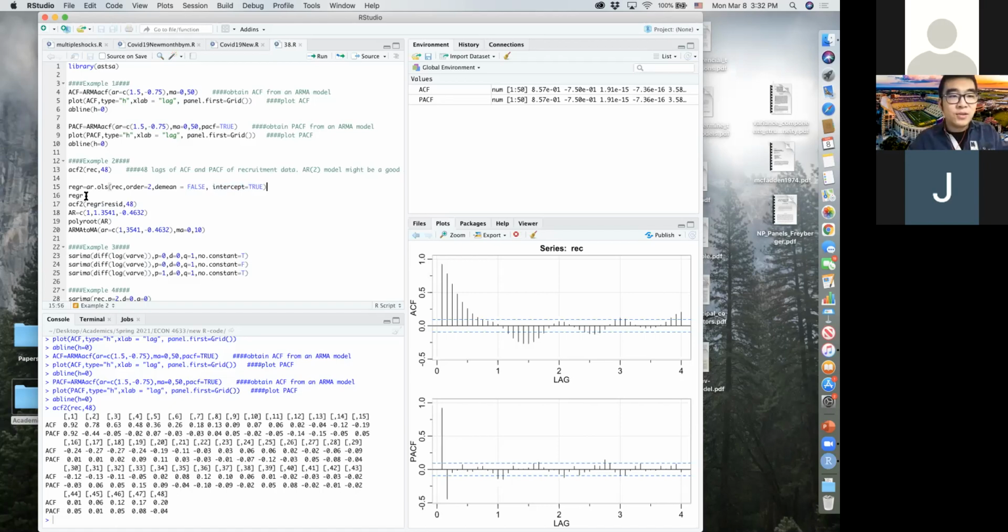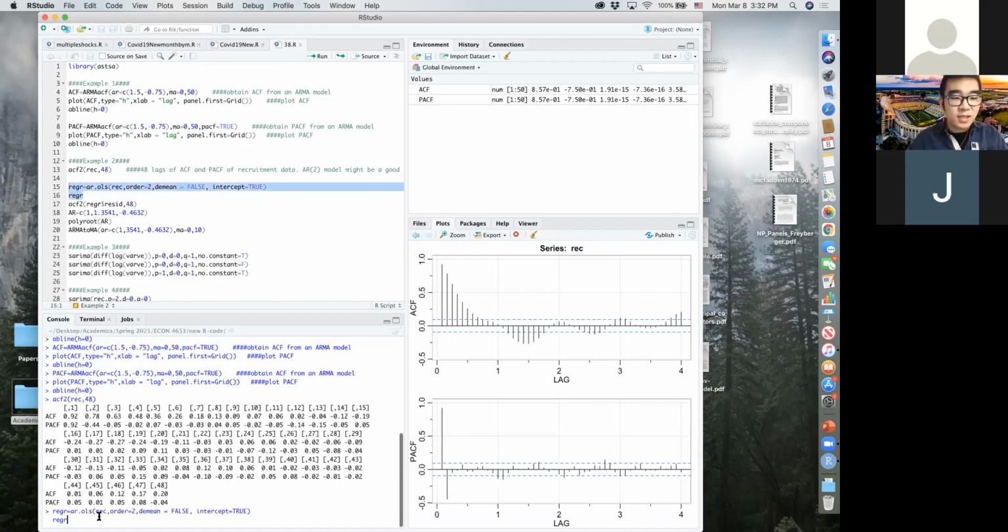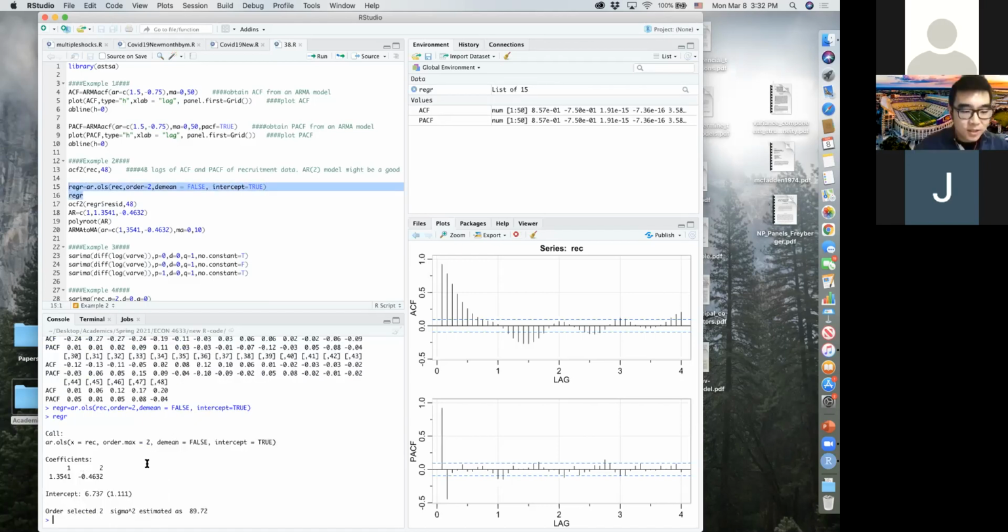Now let's do this regression and see the regression results. Here are our regression results. The intercept is about 6.7. The coefficient 1 is 1.35. The coefficient 2 is negative 0.46.